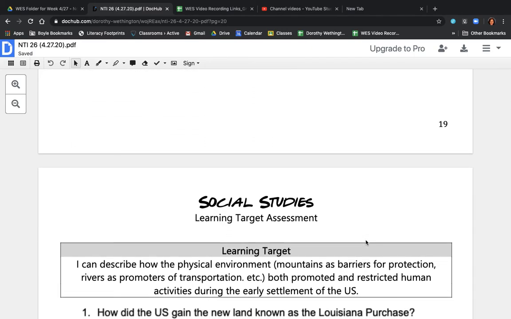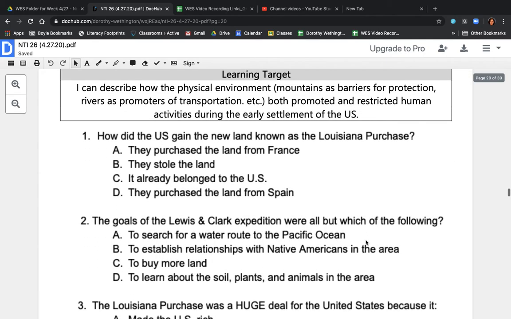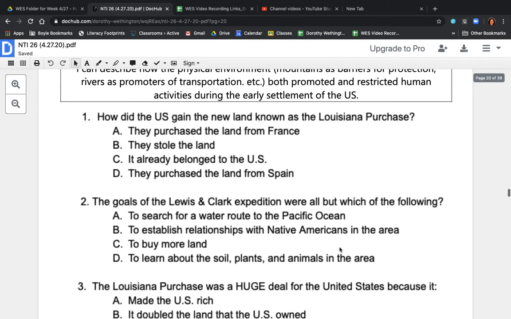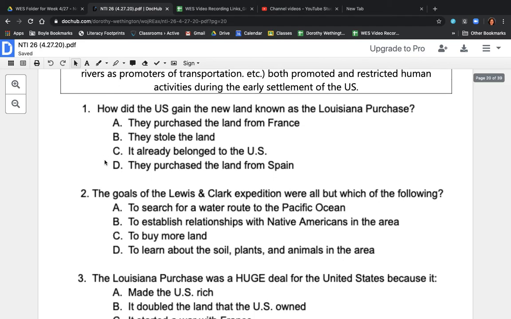Social Studies Learning Target Assessment. I can describe how the physical environment, mountains as barriers for protection, rivers as promoters of transportation, etc., both promoted and restricted human activities during the early settlement of the U.S. Number 1, how did the U.S. gain the new land known as the Louisiana Purchase? A, they purchased the land from France. B, they stole the land. C, it already belonged to the U.S. Or D, they purchased the land from Spain.